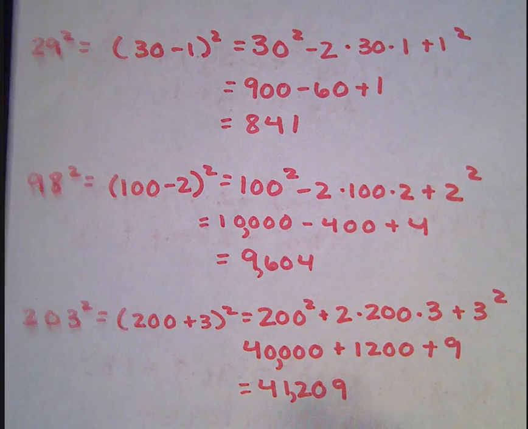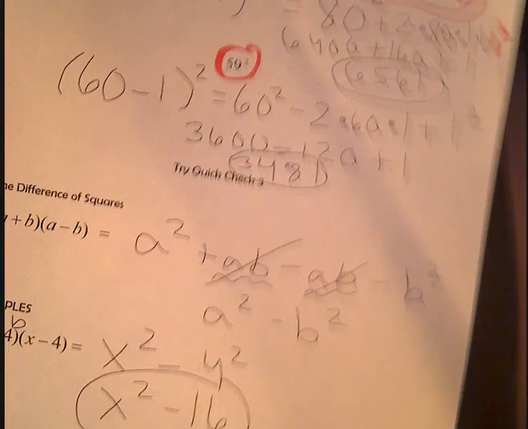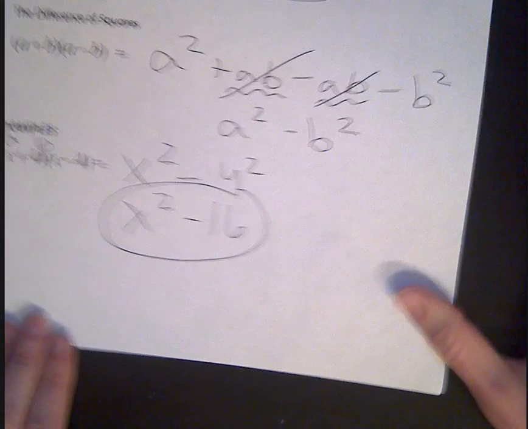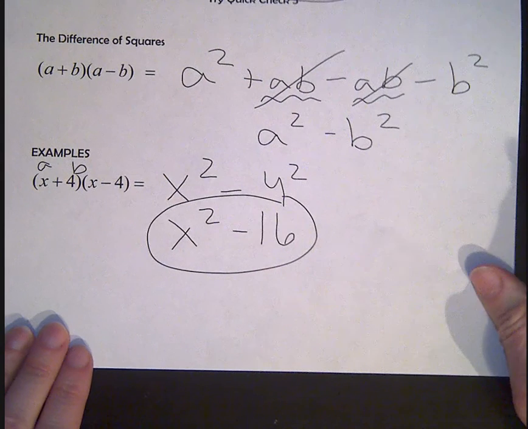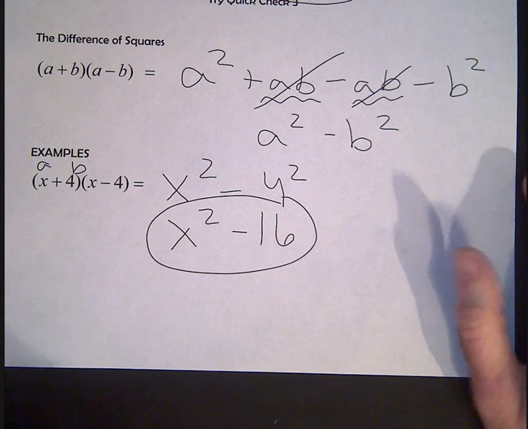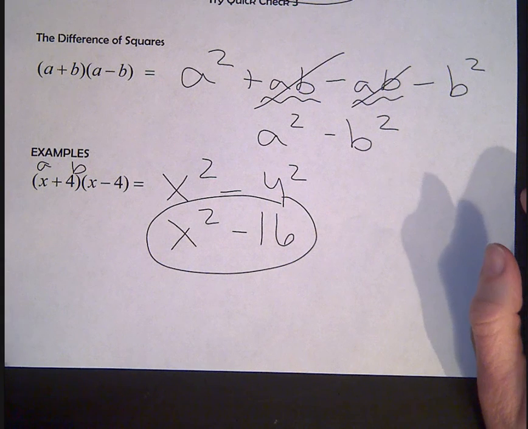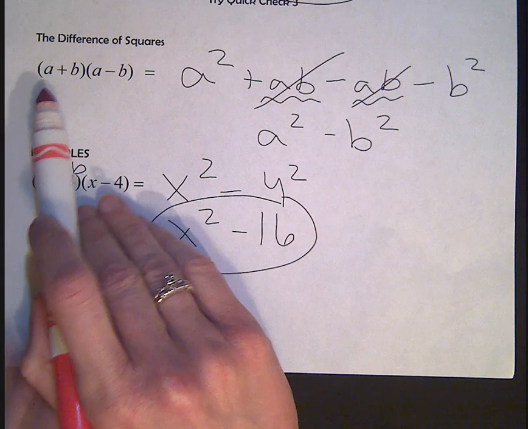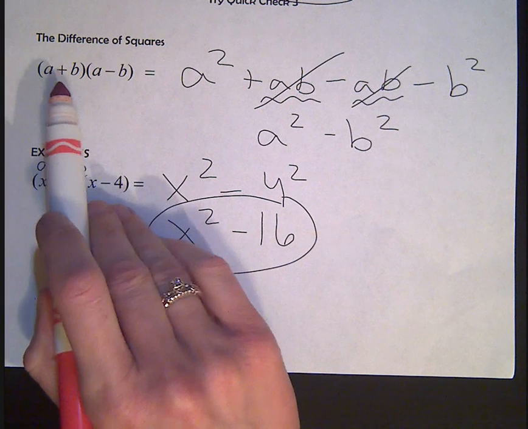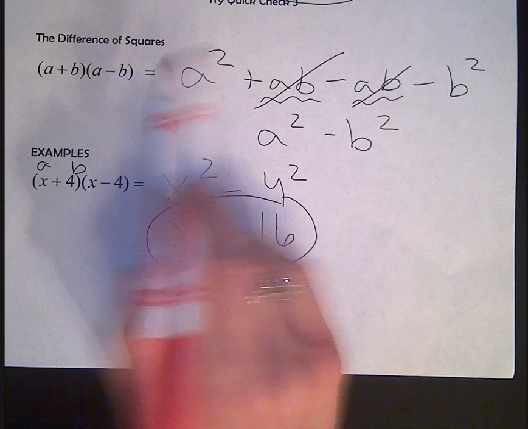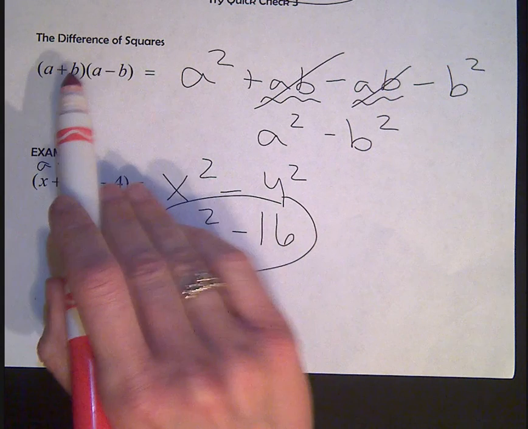Okay, so let's look at our next special case, which is something called the difference of squares. This one is actually really super easy, and if you can recognize it, it will save you a ton of time. A difference of squares, if you notice here, is a plus b times a minus b. Why do we call them difference of squares? Because they're different. You have plus b, you have minus b.